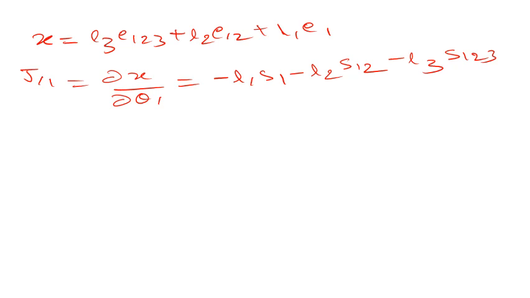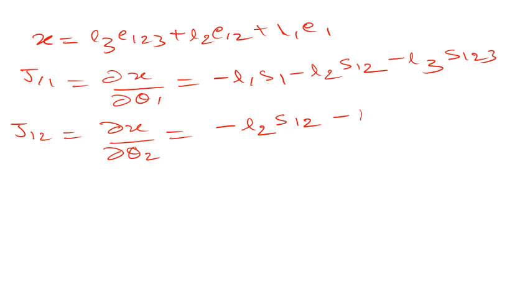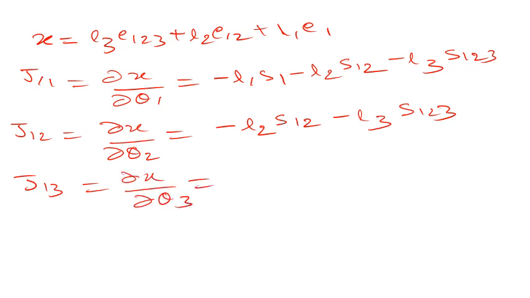And then J12 would be del x by del theta 2, which would be minus L2 S12 minus L3 S123, and J13 is del x by del theta 3, which is minus L3 S123.